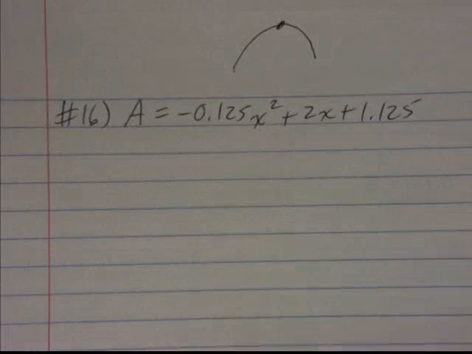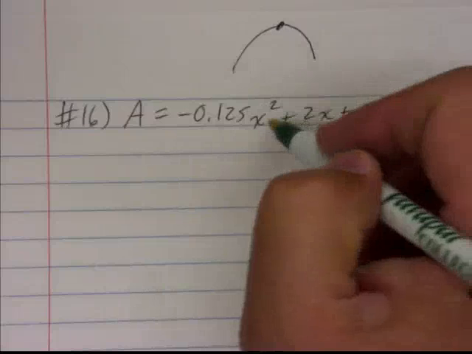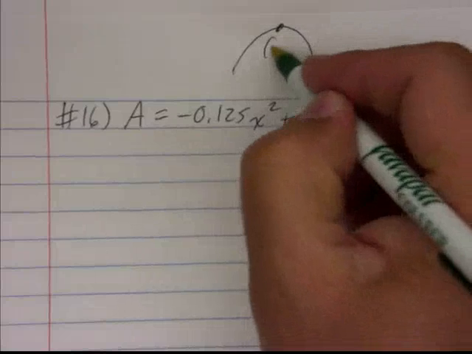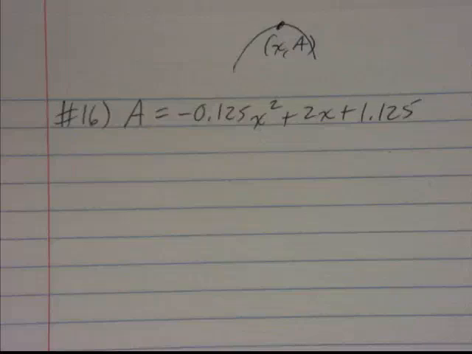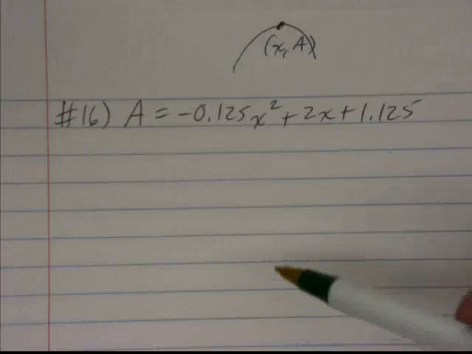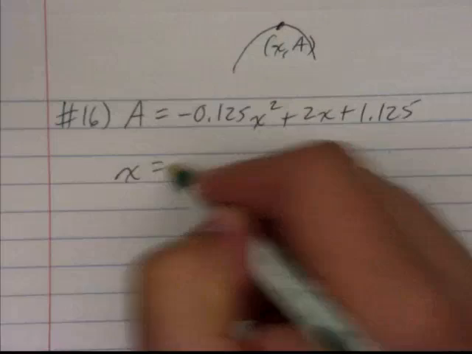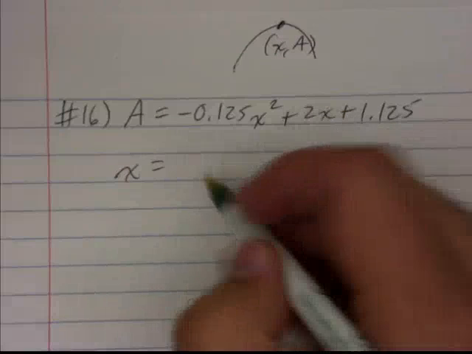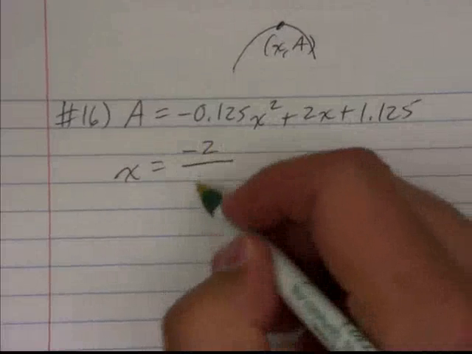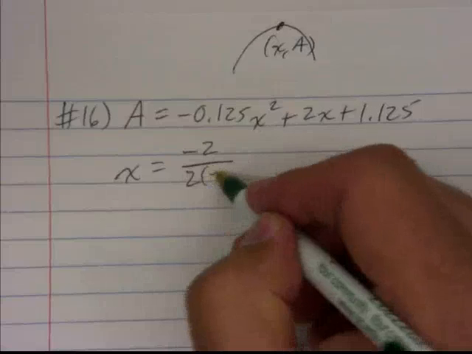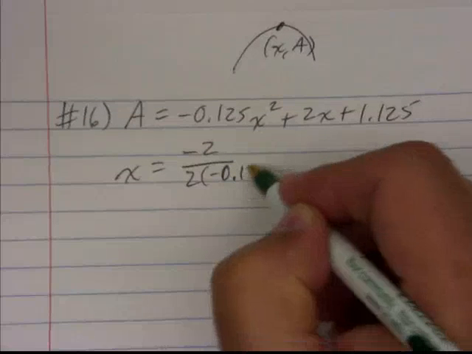And my two variables here are x, which is the number of weeks, and A, which is the attendance. So what I need to do is find the x-coordinate for my vertex, because that'll tell me the number of weeks. So remember, that is x equals the opposite of b, so that would be negative 2, over 2 times a, which would be negative 0.125.